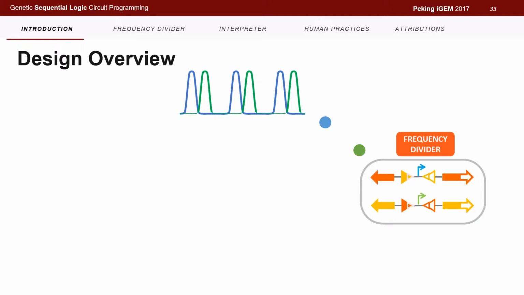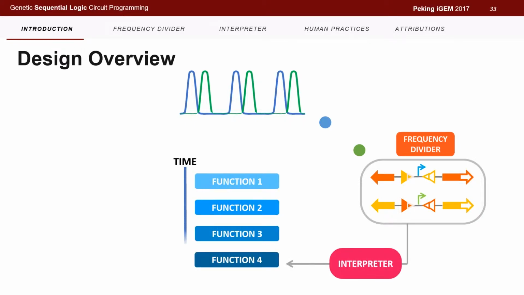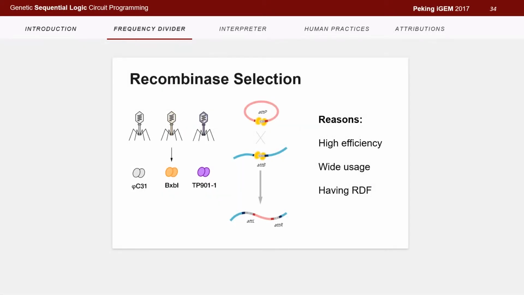Pulses. The pulses change the state in the recombinase-based gene frequency divider. Each state of the frequency divider can be read out by the downstream interpreter driving cell function. With these designs, we are now ready to design live processes. Then, we'll show you more details about the experimental frequency divider.